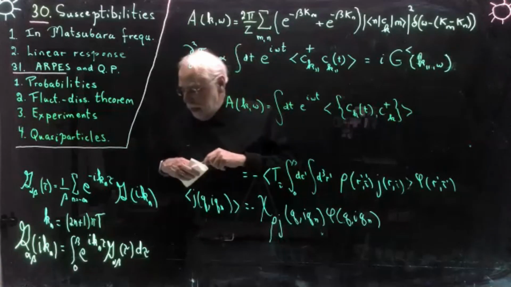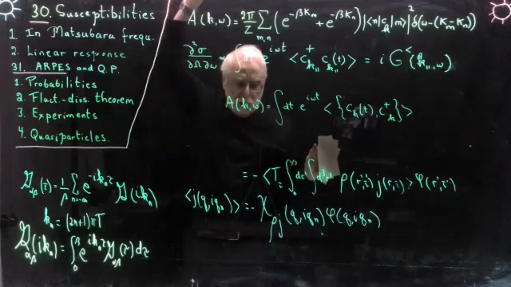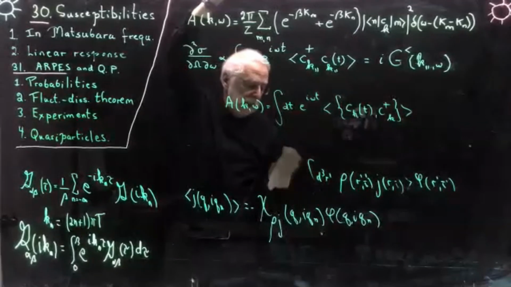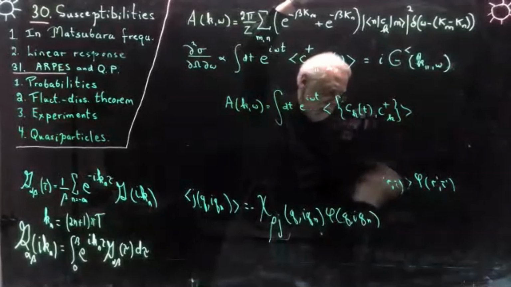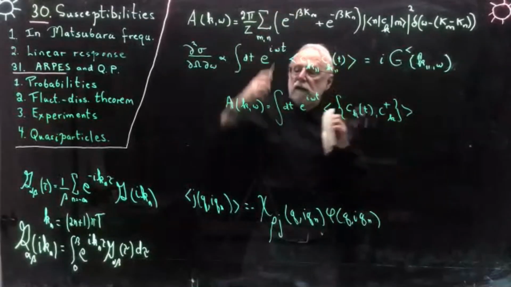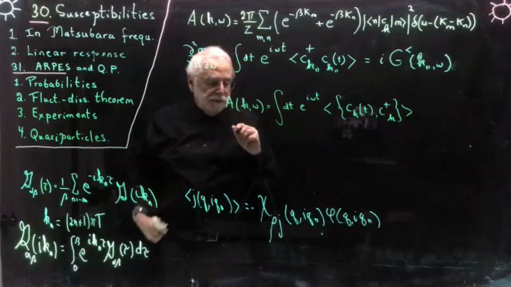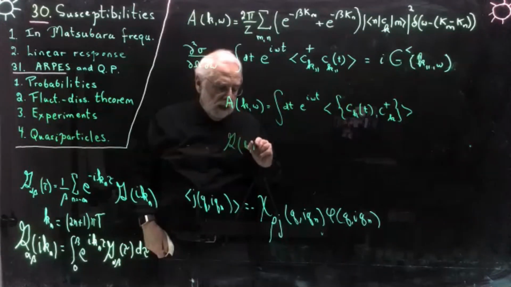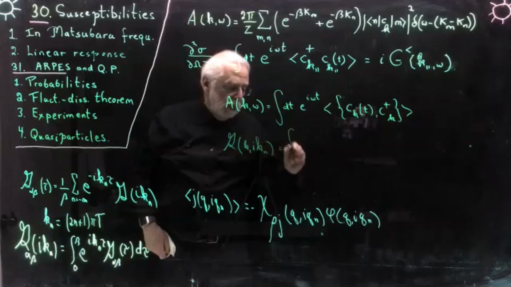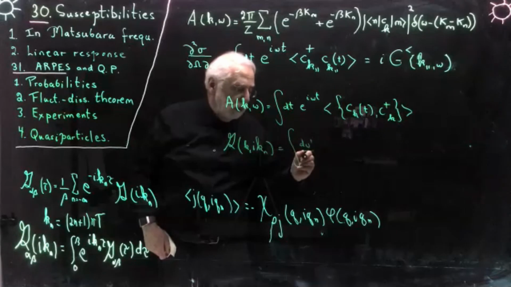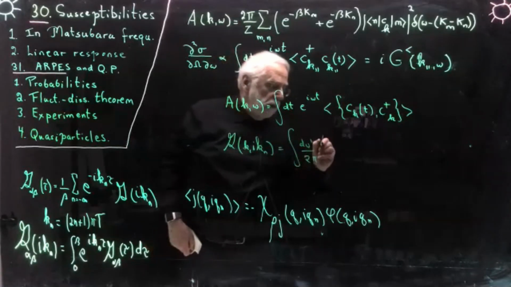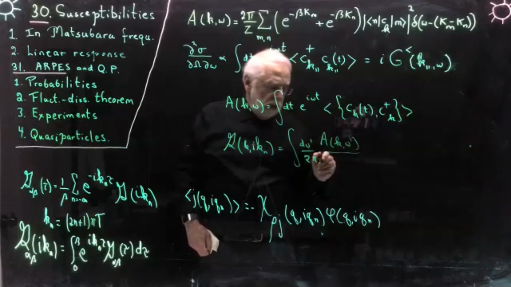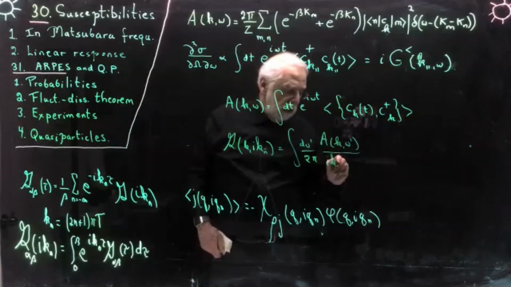And also, you know that if I go back to the spectral representation for the Green's function and I go to high frequencies, the spectral representation was that G of k, i k_n, was equal to the integral d omega prime over 2 pi of A of k and omega prime divided by i k_n minus omega prime. I had this equation earlier.